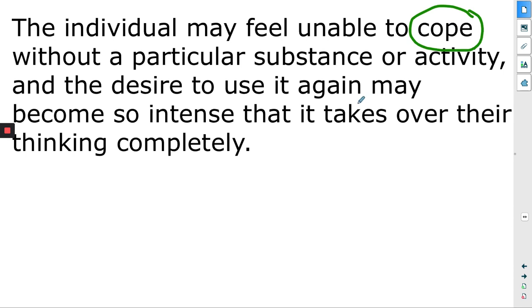As I said, with things like trauma, I might be using the addictive behavior to cope with the trauma. I also might be isolated, so I might find it difficult, if I'm isolated, to abstain, and therefore it becomes incredibly difficult to stop addictive behavior because of this desire to use again.